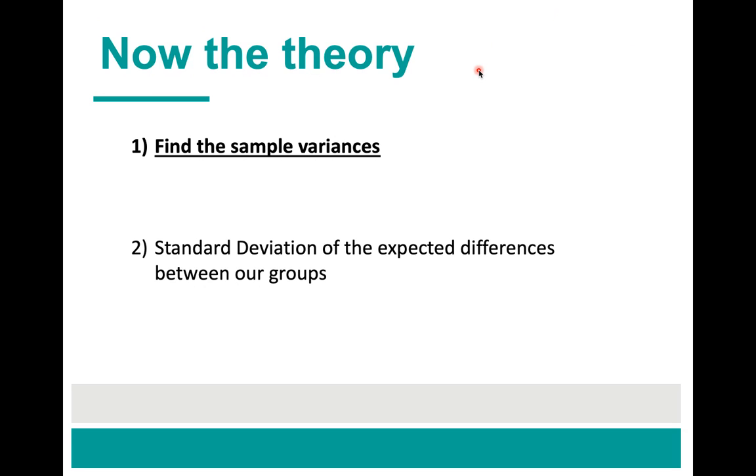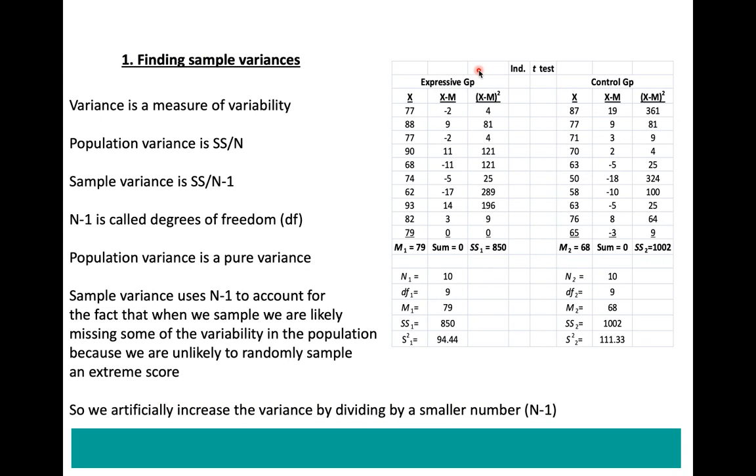So first, really the denominator is the only thing that matters, right? The numerator is the mean differences. So we're going to focus on the denominator here of our t-value. So we found our sample variances. Variance is a measurement of variability, how much variability there is within each of our groups around its mean.